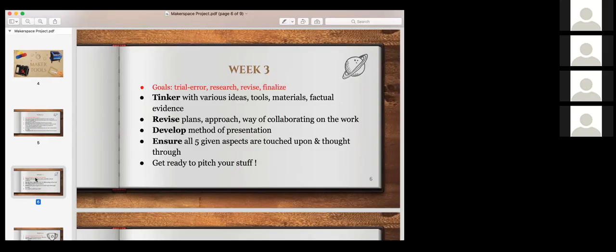They should start thinking about how they are going to present to the class and develop their ideas. And yeah, get ready for the pitch.